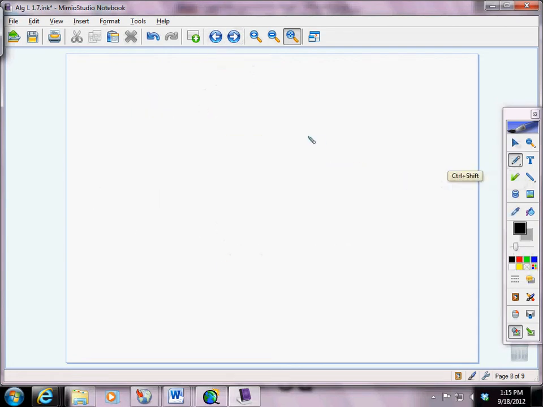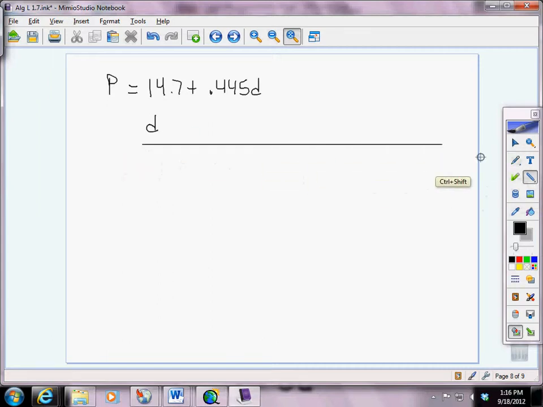Okay, so pressure equals 14.7 plus 0.445 times D. So again, if we create our input-output table, and I'll do a horizontal input-output table right now. D is our independent variable. It's like our X. It's what we're going to input. And we want to figure out what our pressure would be.